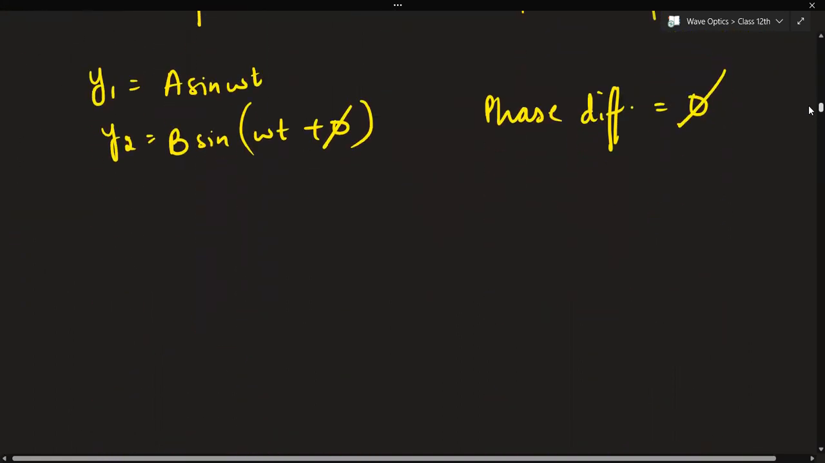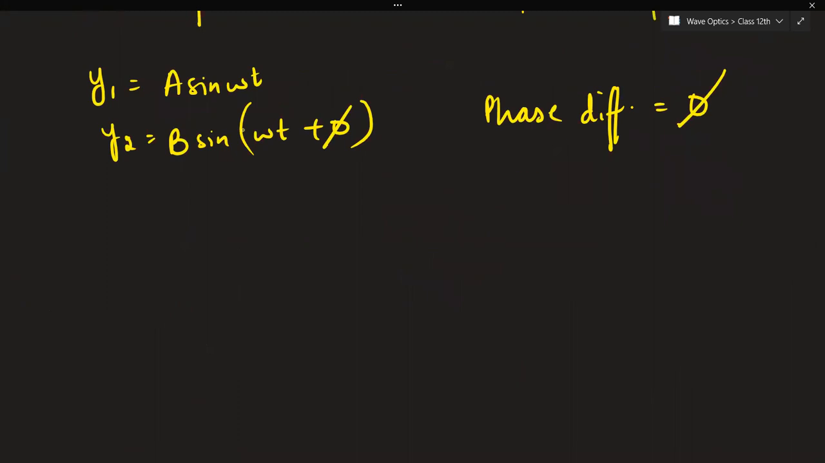Suppose, let's say you have taken two equations. Also remember one thing, intensity is always proportional to the square of amplitude. Like if this is one wave, y1 is equal to a sine omega t, where a is the amplitude. So intensity for the first one will be k a square. For the second one, it will be k b square. Anyways, y1 you have, y2 you have.